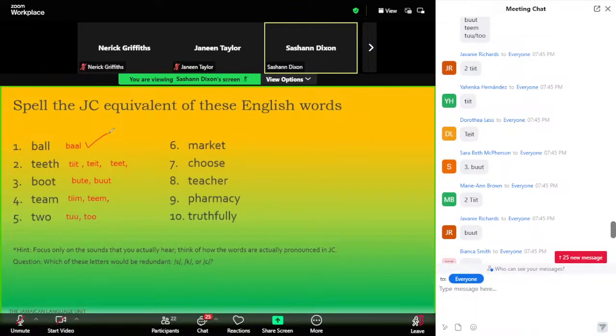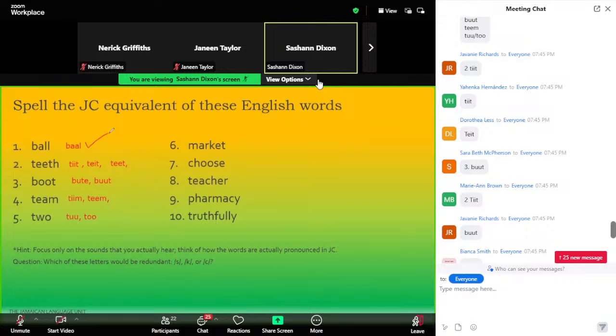All right, so number 2, we have 3 options. T-I-I-T, T-E-I-T, T-E-E-T. Now, based on the vowels that you have been introduced to thus far, remember your 5 short vowels, A, E, I, O, U, and then 3 long vowels, A, E, and U. All right? Now, number 2, the pronunciation is teeth. Can we confirm that the first sound and the last sound in that word is the same?